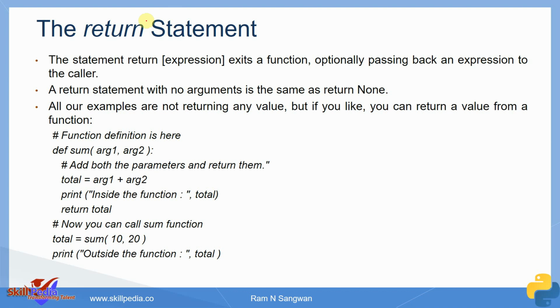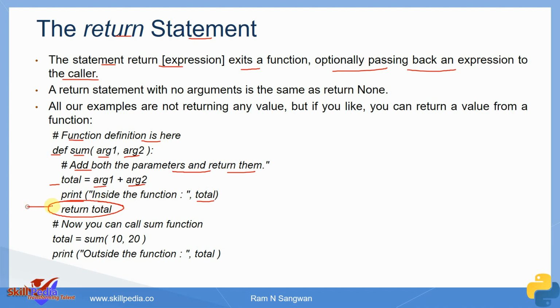The return statement. The statement return followed by an expression exits a function, optionally passing back an expression to the caller. The return statement with no argument is the same as return None. Now look at the example. Function definition, defining sum, argument 1, argument 2, add both parameters and then return them. Total is argument 1 plus argument 2, inside the function you are displaying it and then you are returning it back.